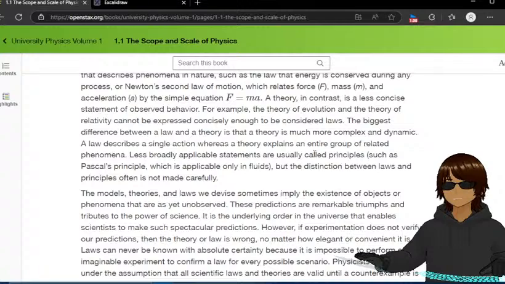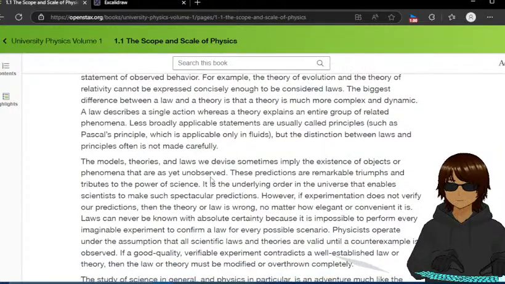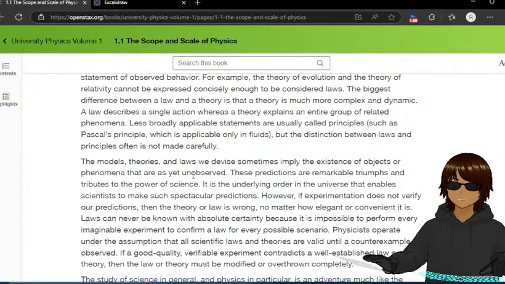Less broadly applicable statements are usually called principles, such as Pascal's principle, which is applicable only in fluids. But the distinction between laws and principles often is not made carefully. The models, theories, and laws we devise sometimes imply the existence of objects and or phenomena that are yet unobserved. Predictions are remarkable triumphs and tributes to the power of science. It is the underlying order in the universe that enables scientists to make such spectacular predictions.